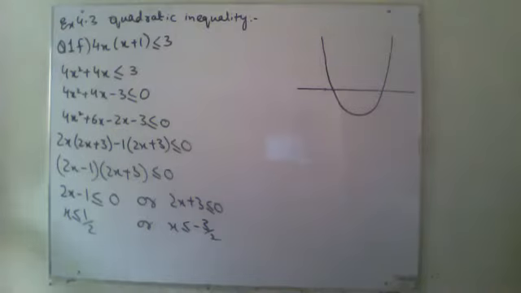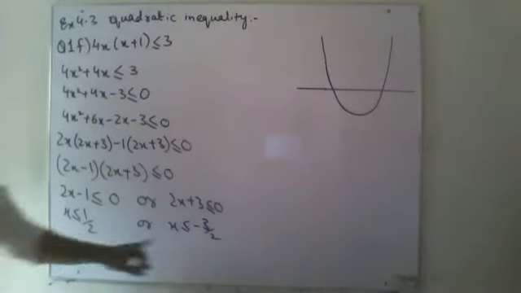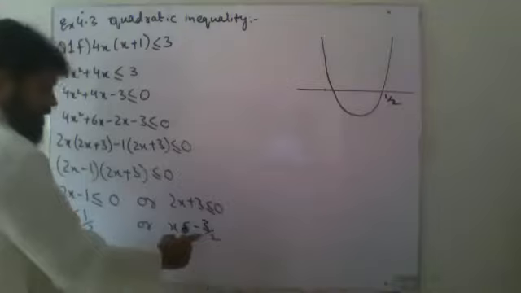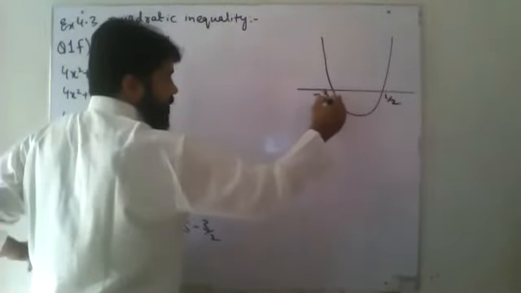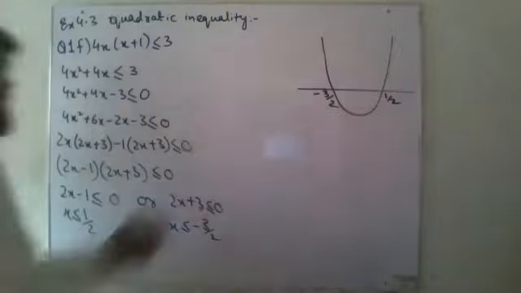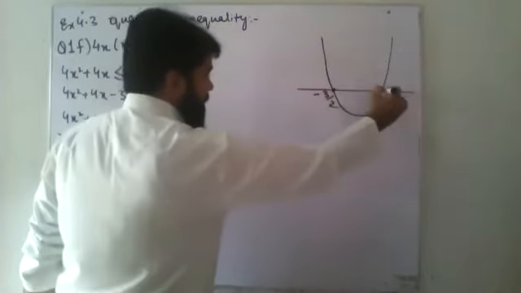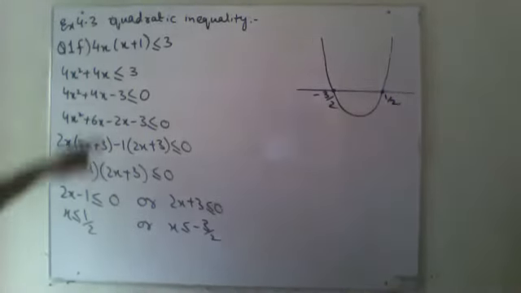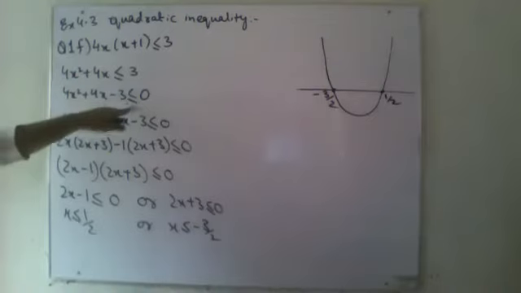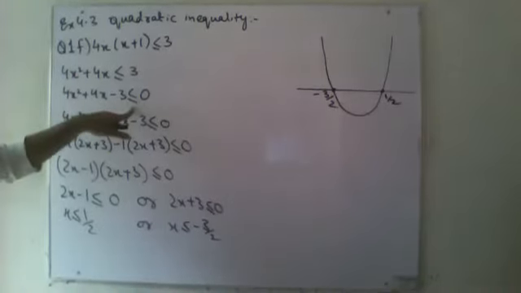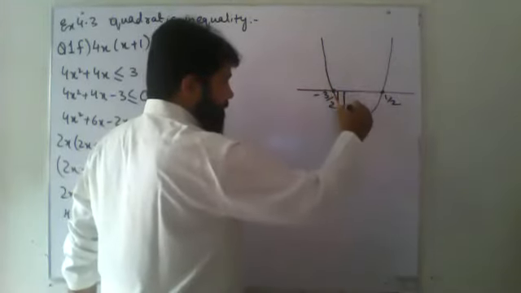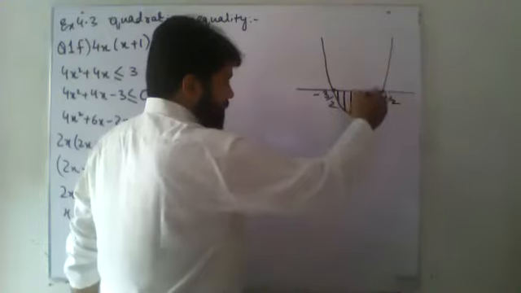Right? One answer is this, one answer is this. So, this will be 1 over 2. This will be minus 3 over 2. These points, this one and this one. Now, when I will start this thing, they were saying lesser than or equals to 0. So, lesser than or equals to 0 means I will have this point.